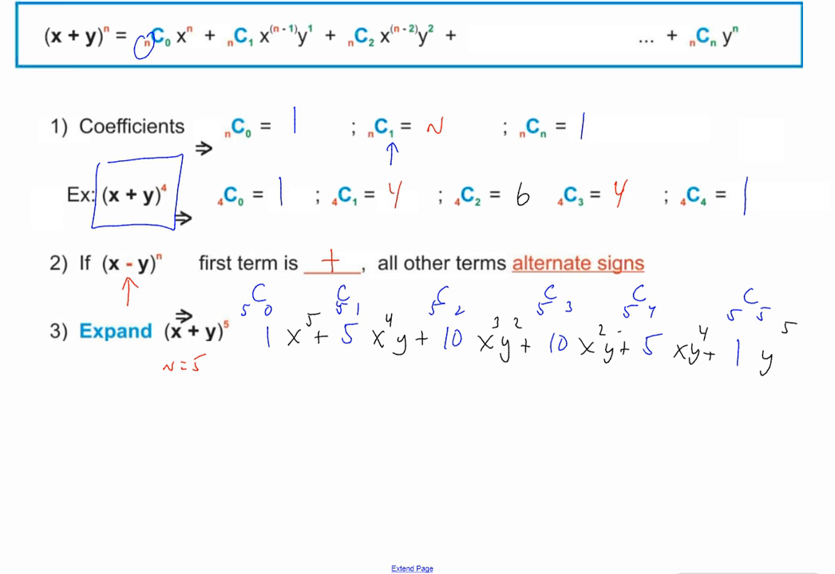There it is. Quantity x plus y to the fifth, or x plus y times x plus y times x plus y times x plus y times x plus y.